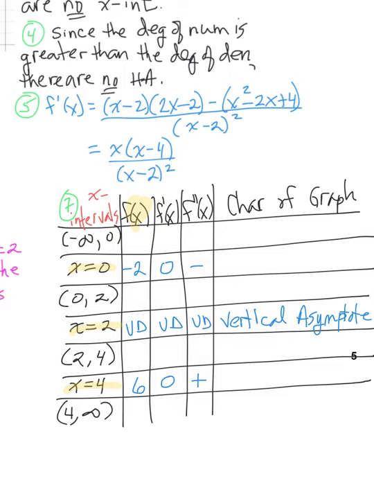So for the first interval, from negative infinity to 0, I am going to choose to substitute in negative 1. If I substitute negative 1 in, I get a positive number in the first derivative and a negative in the second. The next interval of 0 to 2, I'm going to choose 1. So if I substitute 1 into the first derivative, I get a negative, and the second derivative, I get a negative. And in the interval 2 to 4, I'm going to substitute in 3.